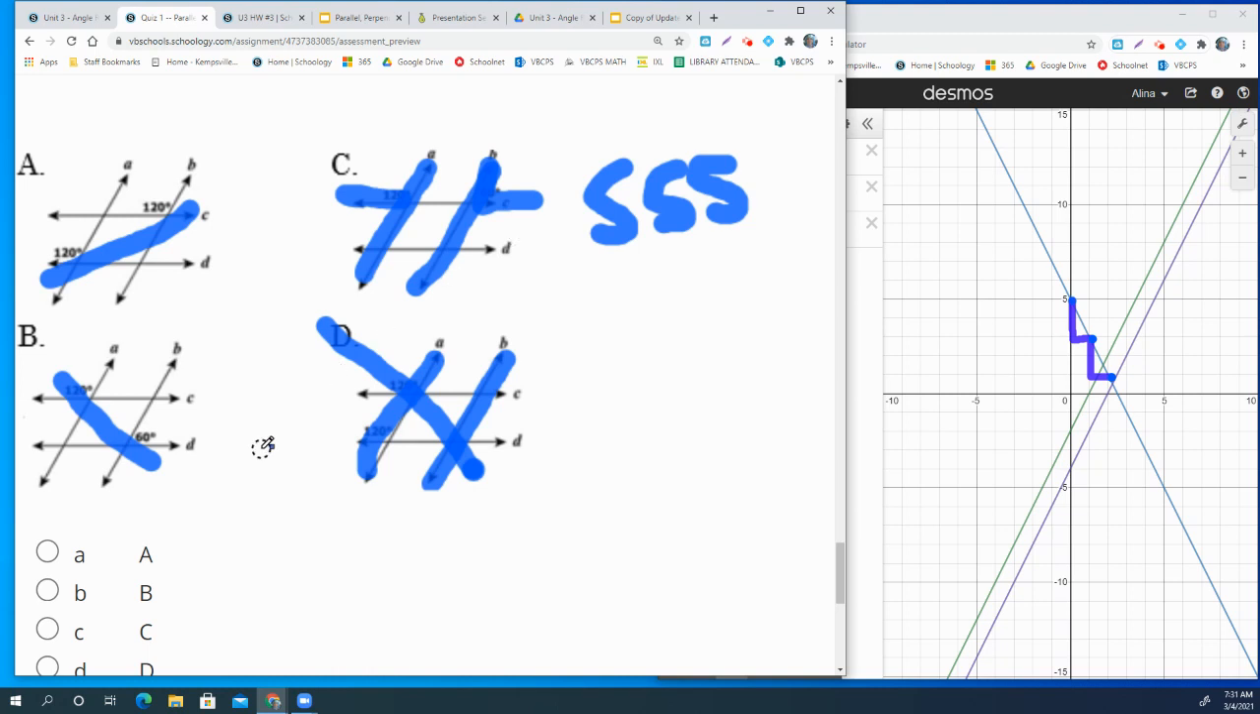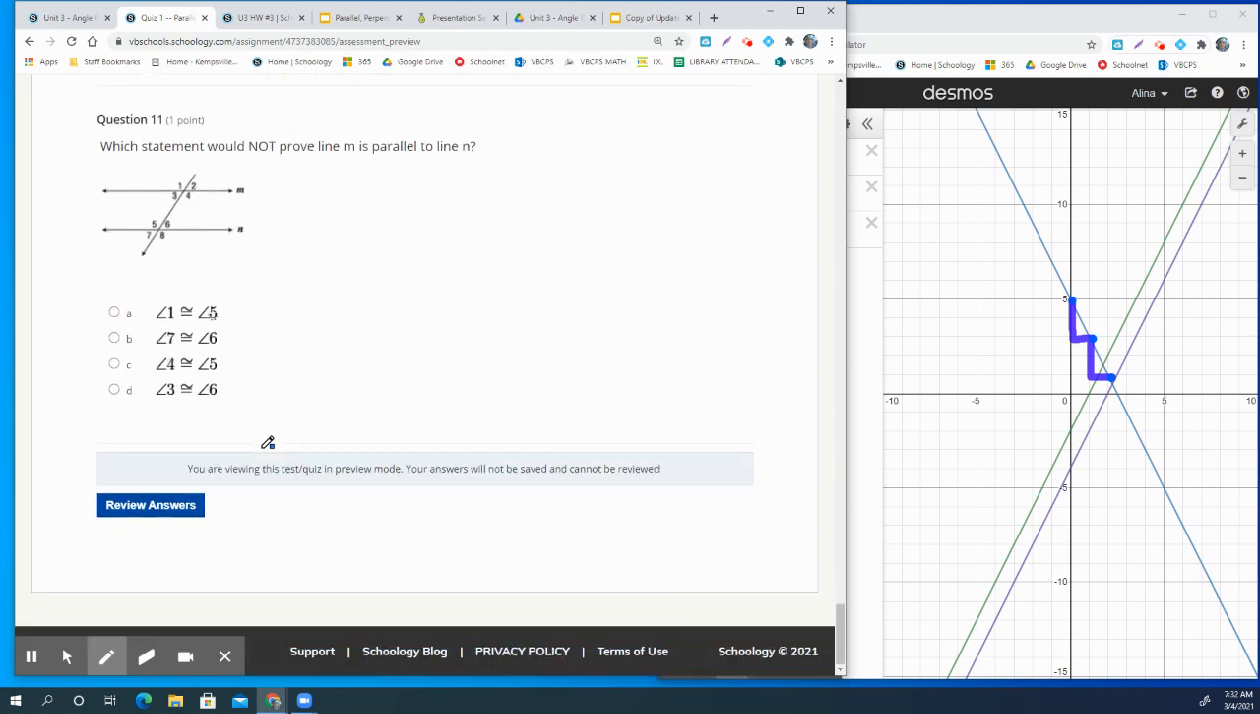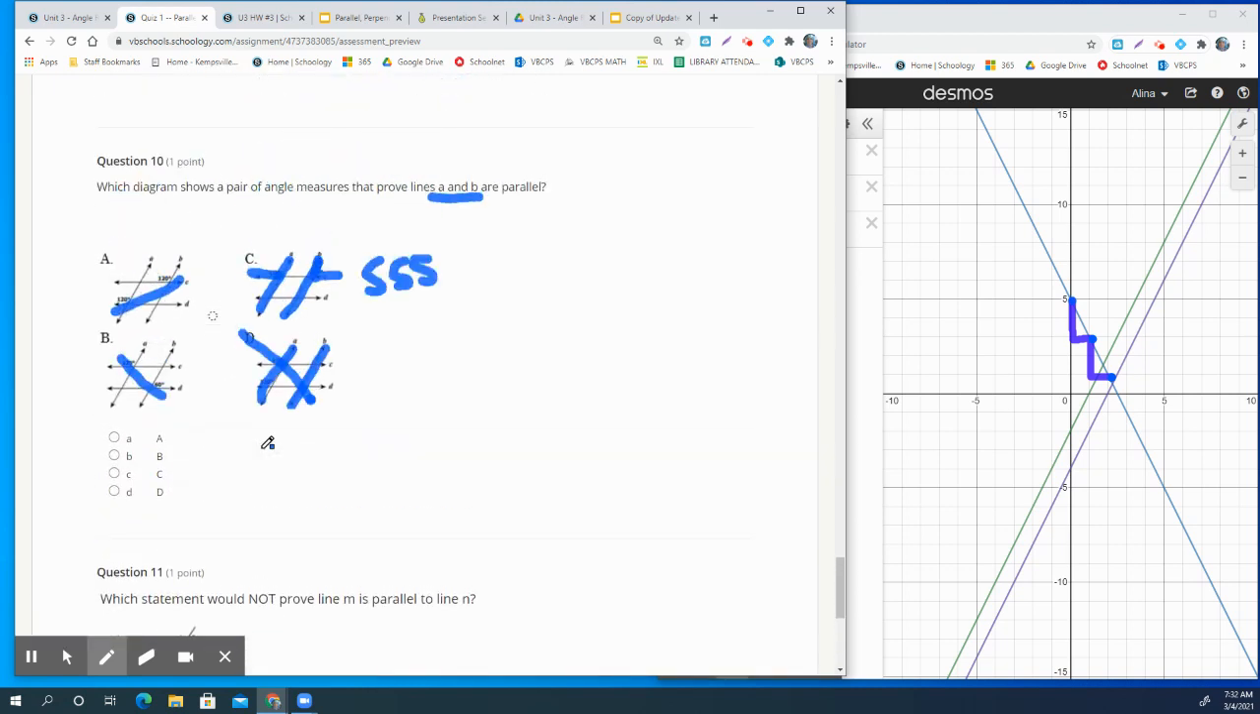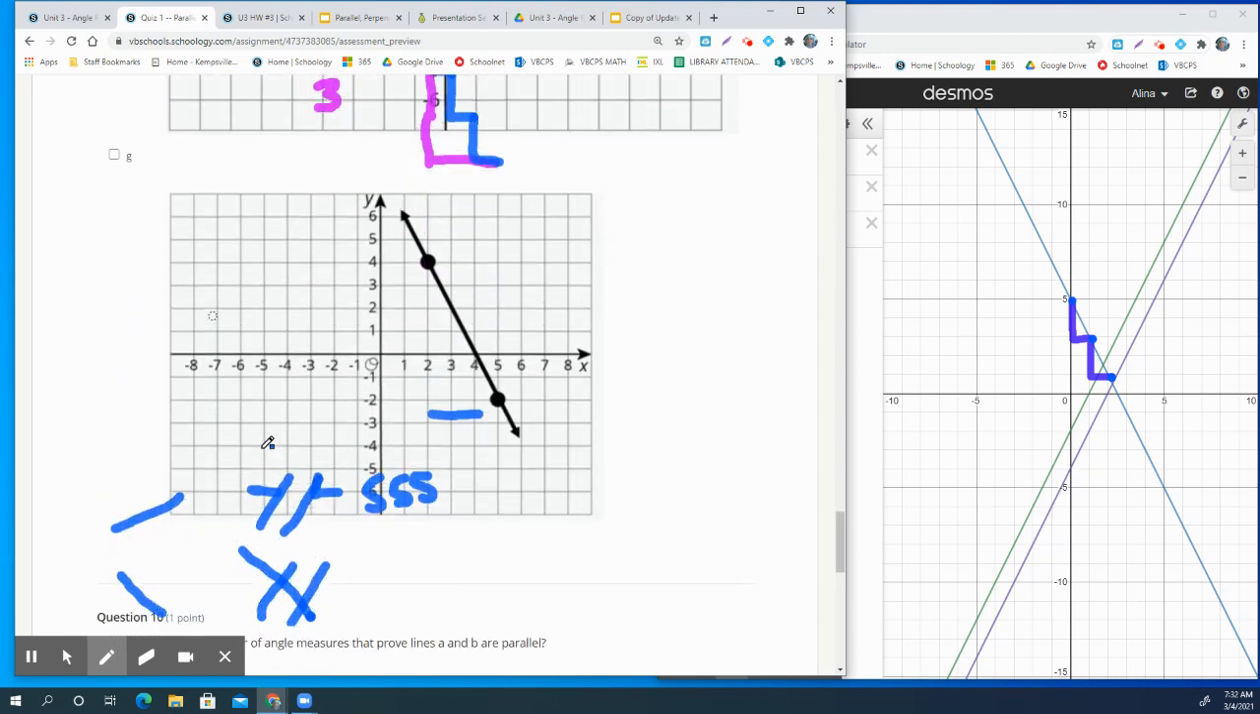Questions on that, guys? Any other problems on this quiz that we want to talk about? Anybody get stuck anywhere else? We did question 1. Same side supplementary. We did question 2.